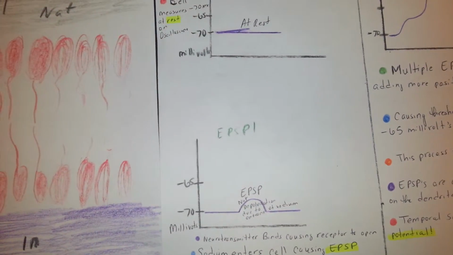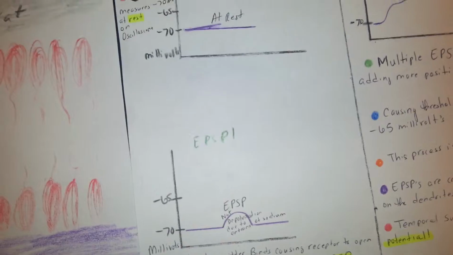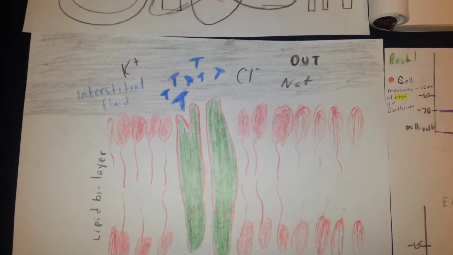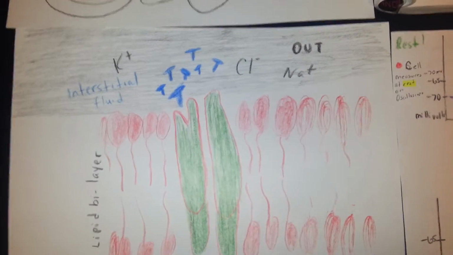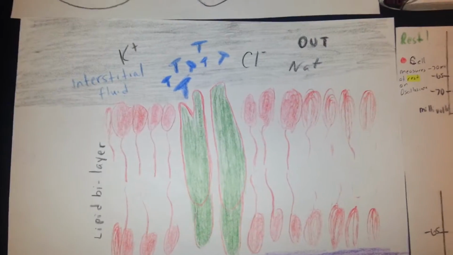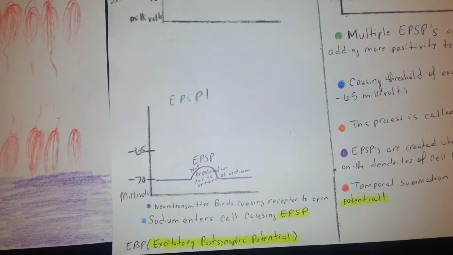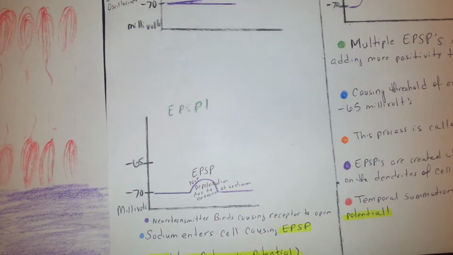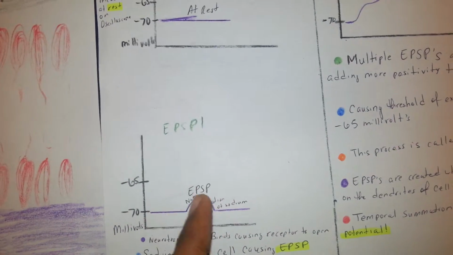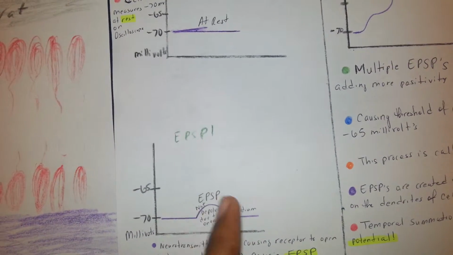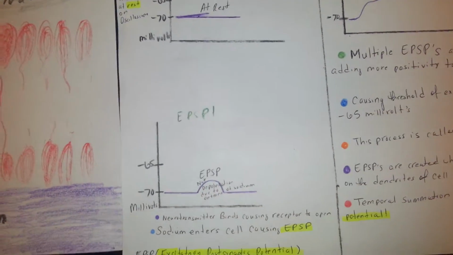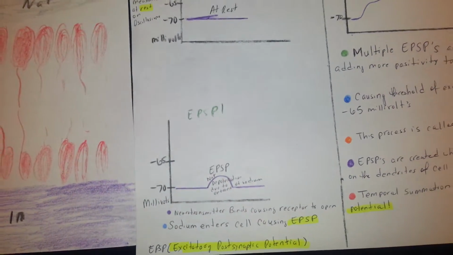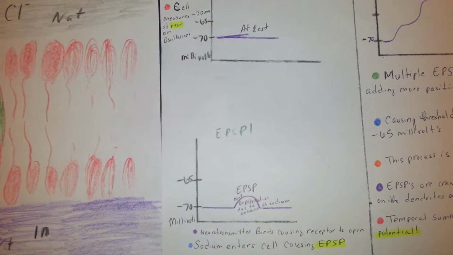Sodium is able to enter the cell only because neurotransmitters have made contact with the receptors, and it's creating an opening for the neurotransmitters to enter, as well as for sodium to enter. Thus causing the EPSP, excitatory postsynaptic potential, which causes an uprise in the resting rate of the cell. So at this point, the cell is no longer at rest; it's been woken up, and it's due to EPSP, or as we can call it, sodium entering the cell.